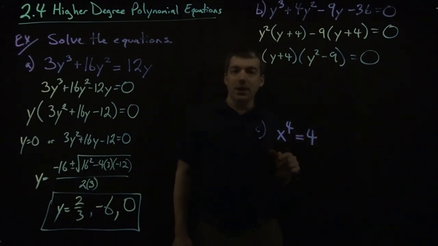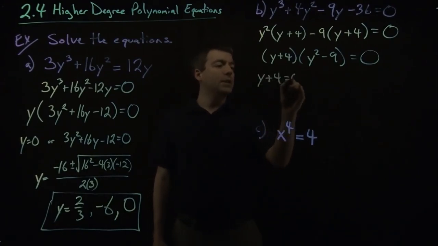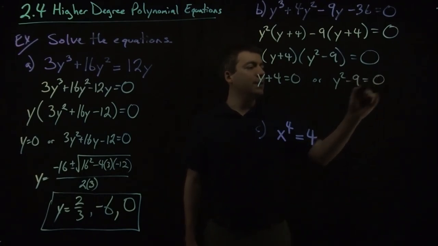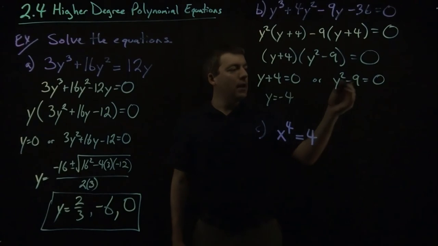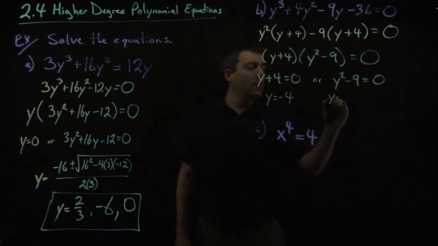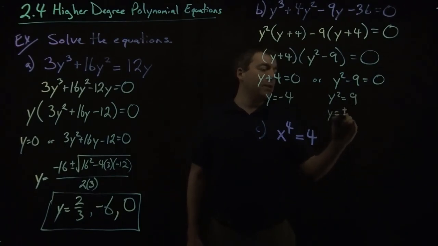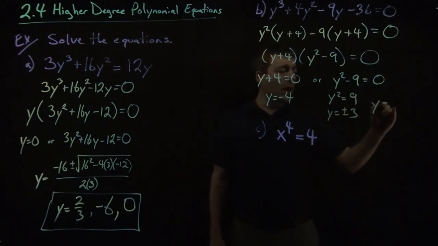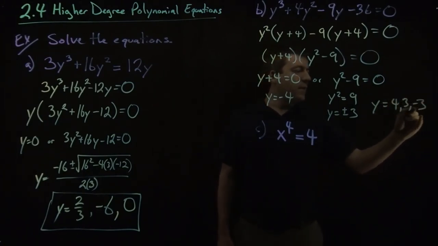So y plus 4 times y squared minus 9 equals 0. We can set both of these equal to 0 and solve them. So y plus 4 equals 0, or y squared minus 9 equals 0. That's y equals negative 4, or y squared equals 9, which means y equals plus or minus 3. It gives us the solution set y equals negative 4, 3, and negative 3.